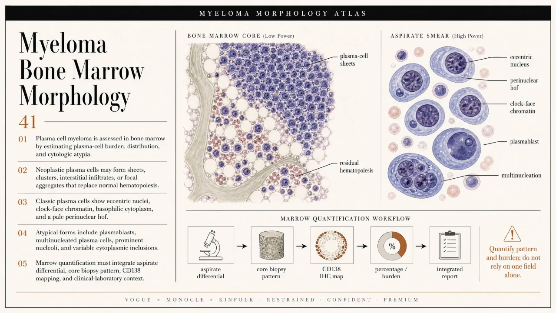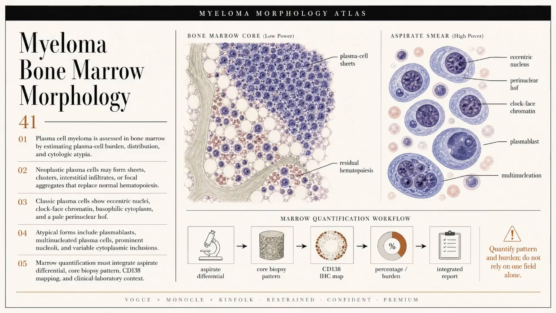The presence of plasmablasts often correlates with a more aggressive disease course and can be a diagnostic clue to higher-grade myeloma variants. Multinucleated or binucleate plasma cells may also be observed, particularly in advanced disease stages. Recognizing these morphological variants is important not only for diagnosis, but also for prognostication and treatment planning.